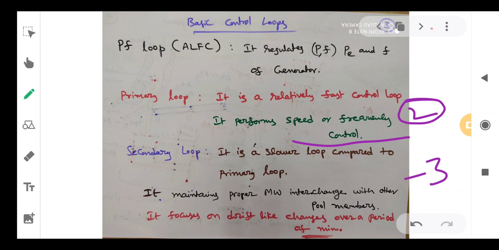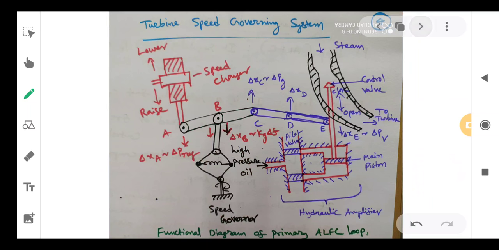This is the third one. You already understood it in the figures. The same thing is mentioned here in words. Up to that everybody understood. Now let me explain the speed governing system, the turbine speed governing system.